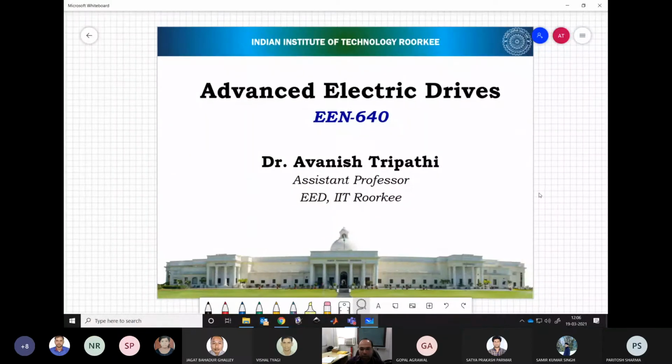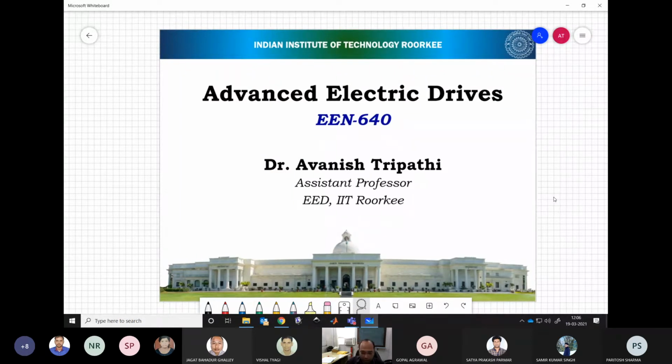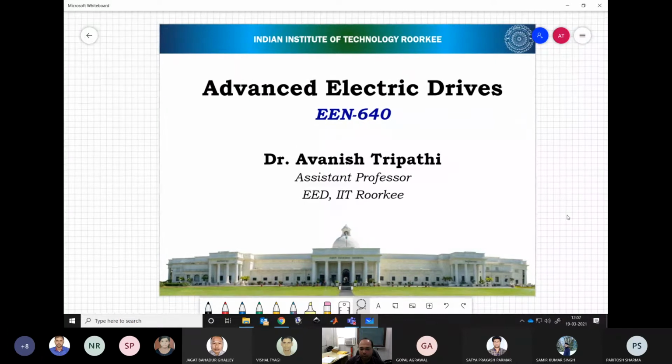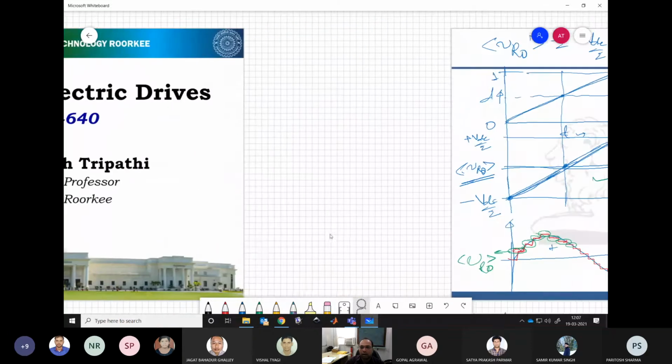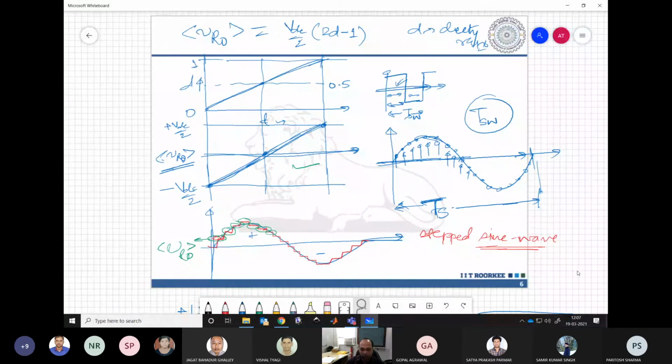Fine. So today is the 15th lecture of our course EN 640. We are discussing the control of induction motor drive, and particularly the V by F control, because a lot of things are in common with vector control or any other closed loop control method. If we know these basics correctly, then we can have a much better performing motor drive even with closed loop control. So eventually we will migrate towards that, but let us first have a quick recap of what we have done in the last class.